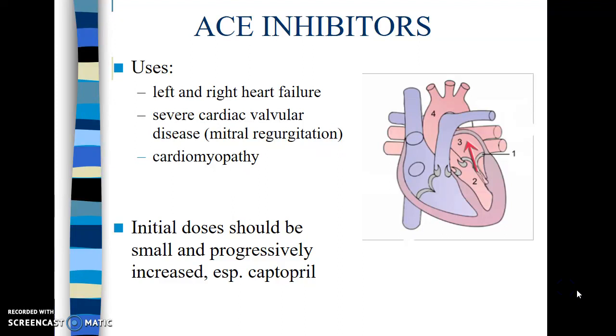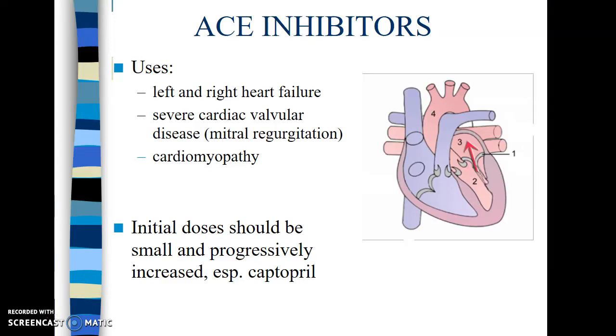So what do we use ACE inhibitors for? We'll use it for both left and right-sided heart failure because it does relieve the vasculature or dilate the vasculature on either side of the heart. So it can relieve those symptoms that I've talked about, those clinical signs that I've talked about.